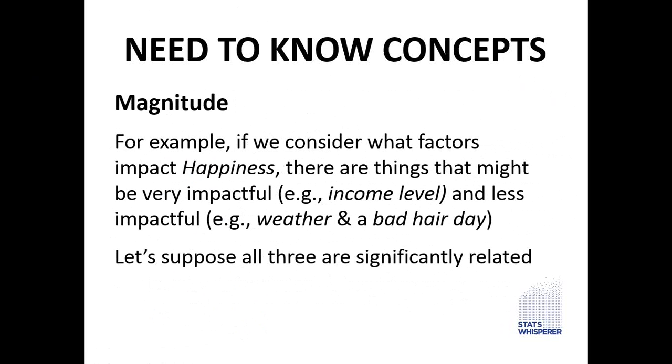For example, we might look at happiness, and we might speculate that there are factors that are very impactful on your happiness, such as income level, and factors that are less impactful, such as the weather or having a bad hair day. I guess those two might actually go together sometimes. So let's suppose that we did an analysis and we found that all three, income, weather, and having a bad hair day, were all significantly related to happiness. Right? So it might look like this.